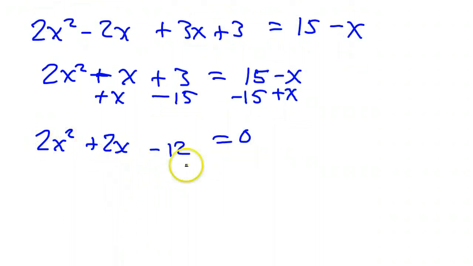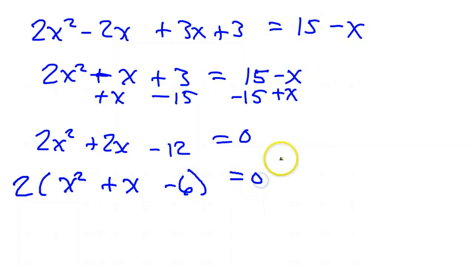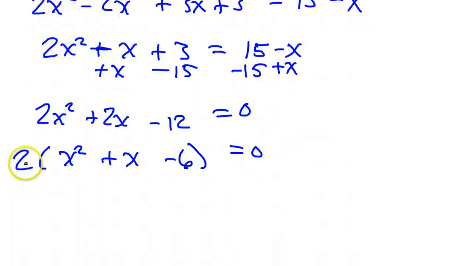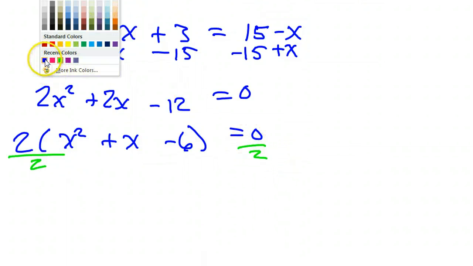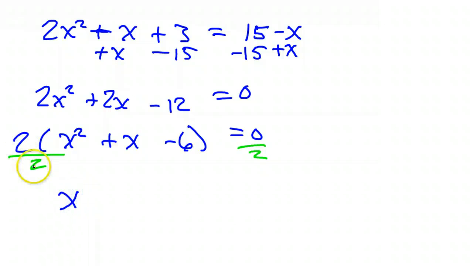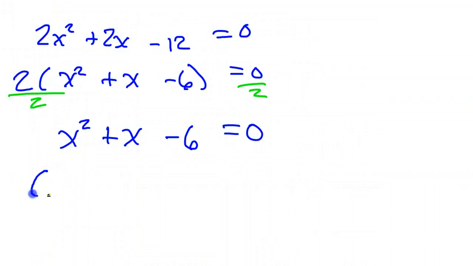Okay, notice the GCF of 2. If I were you, I would factor that out before I do anything else. So if I pull out that GCF of 2, then I've got 2 times x squared plus x minus 6 equals 0. Now please understand that if I want to, I can divide both sides by 2 right now. That way these cancel out, and 0 divided by anything is 0. So really I just have x squared plus x minus 6 equals 0. Now go ahead and try to factor this.